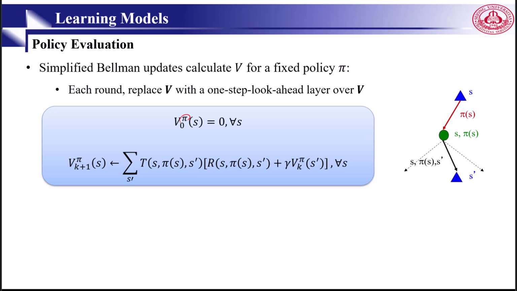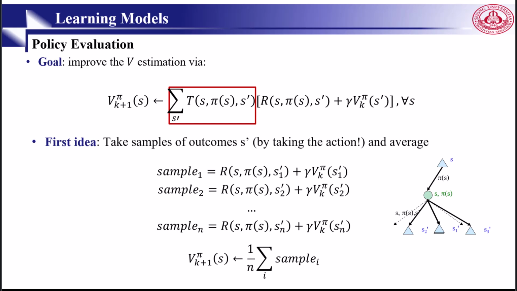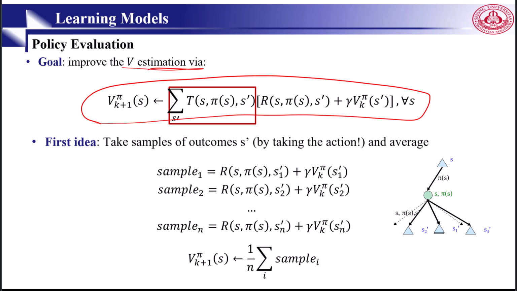So in this case, V of pi at k plus 1 of s is equal to the sum over all possible next states of T of s, pi of s, s prime, times reward plus the discount factor times V of pi at k of s prime, and we try this for all possible states. Remember, our main goal here is to improve the V estimation via this equation.